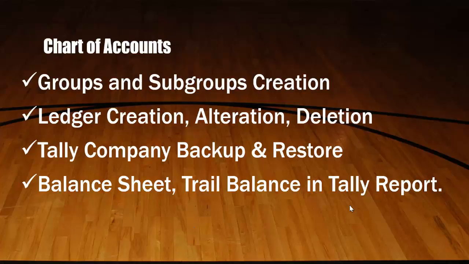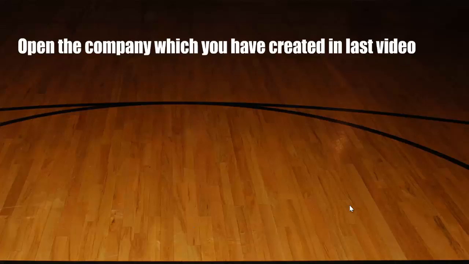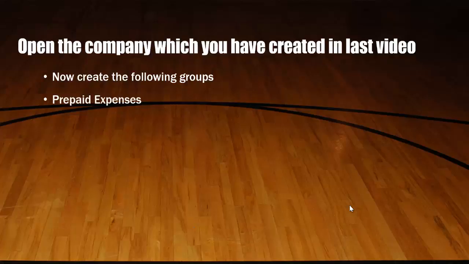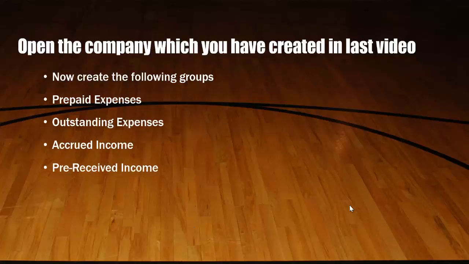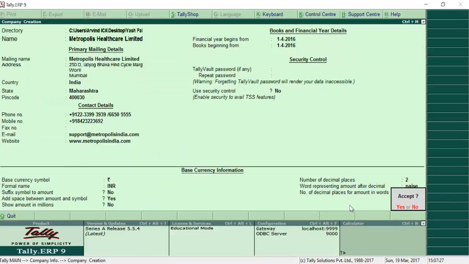So let's come to the next, that open the company which you have created in the last video and now create the following groups like prepaid expenses, outstanding expenses, accrued income and pre-received income. So these four groups need to be created. So open the last company, that is Metropolis Healthcare Limited.